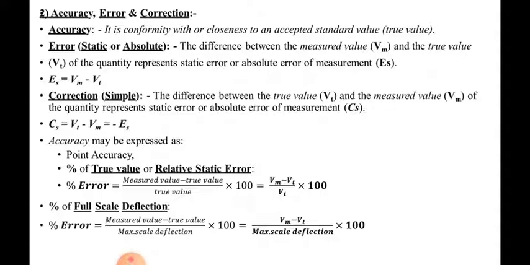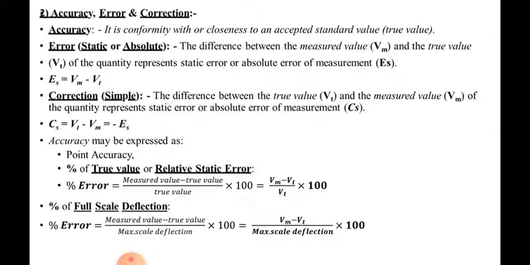The accuracy may be expressed as point accuracy, percent of true value, or a relative static error, or percent error. The percent error equals measured value minus true value upon true value, multiplied by 100. Here you have to just keep that formula in mind, for the simple numericals that will be asked.